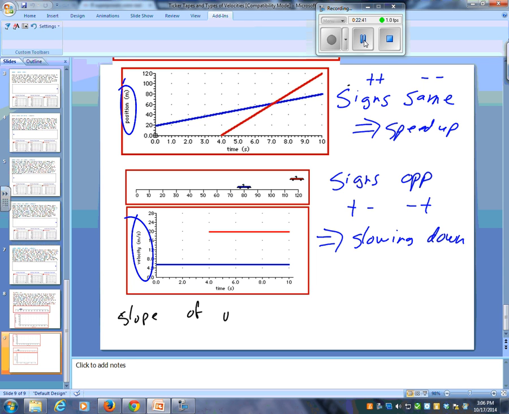Is that true? The slope of the PT graph is velocity? Yeah. And likewise, the slope of the VT graph, what's the slope of the VT graph? The acceleration. Those are the things you needed to know.